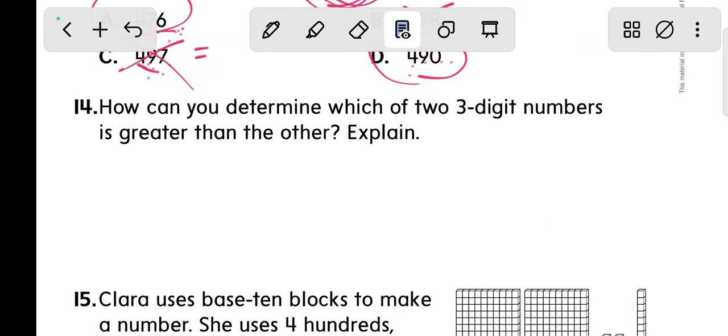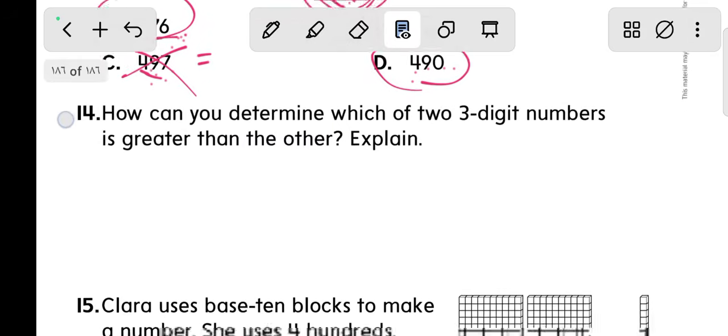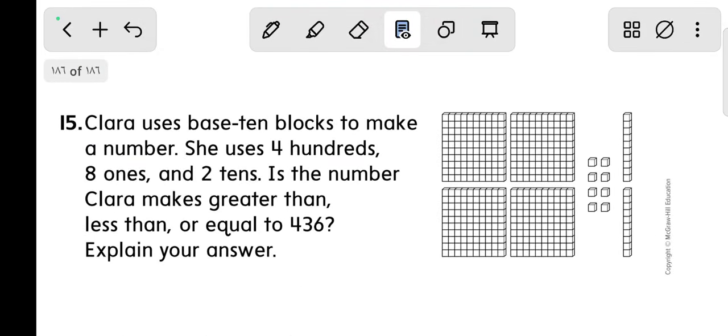How can you determine which of the two 3-digit numbers is greater than the other? Explain. Okay, this question is for writing, you have to explain it. Okay, so easy. If you have two numbers, how can you know which one is greater? From the place values. From the place values of these numbers.